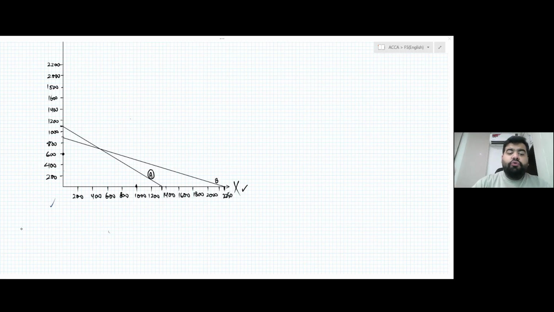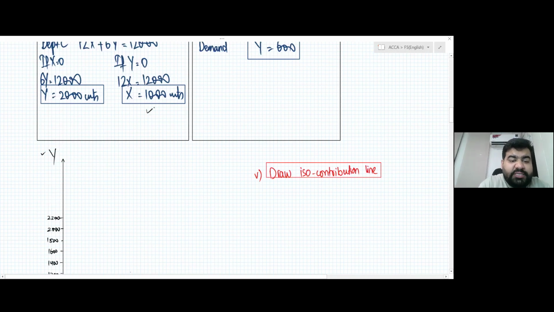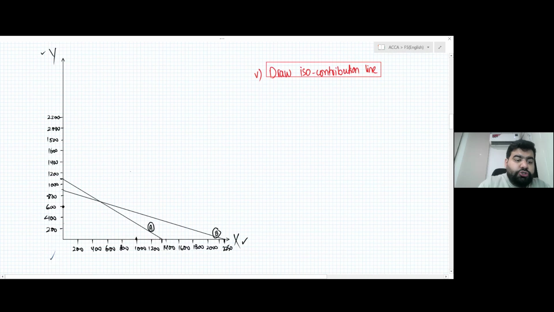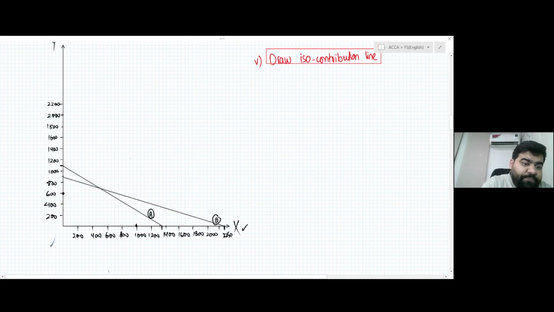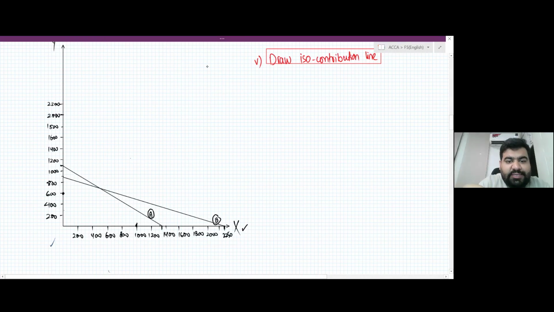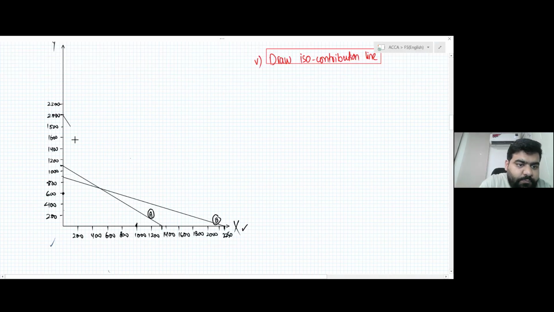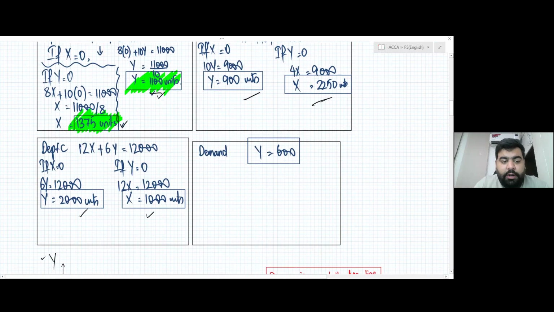Now what we have to do is draw another line for department C. According to department C, X is 1000, Y is 2000. So Y is this 2000, and X is 1000, this one. So we'll match those lines as well, like this. So we have matched all the lines we are given in the boxes.